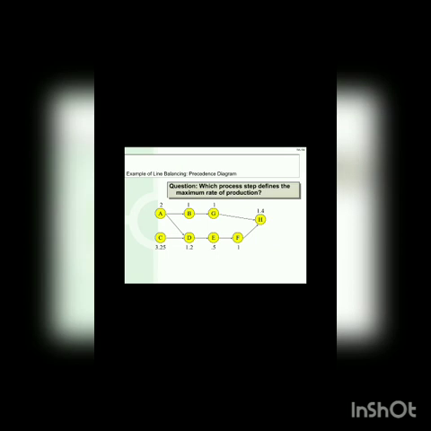Which process step defines the maximum rate of production? So now look at these rates of production. A takes 2 minutes, B takes 1 minute, G takes 1 minute, H takes 1.4 minutes, C takes 3.25 minutes, D takes 1.2 minutes, E takes 0.5 minute, F takes 1 minute. Now you are supposed to tell which process step defines the maximum rate of production. That means, can you tell us what the cycle time is?